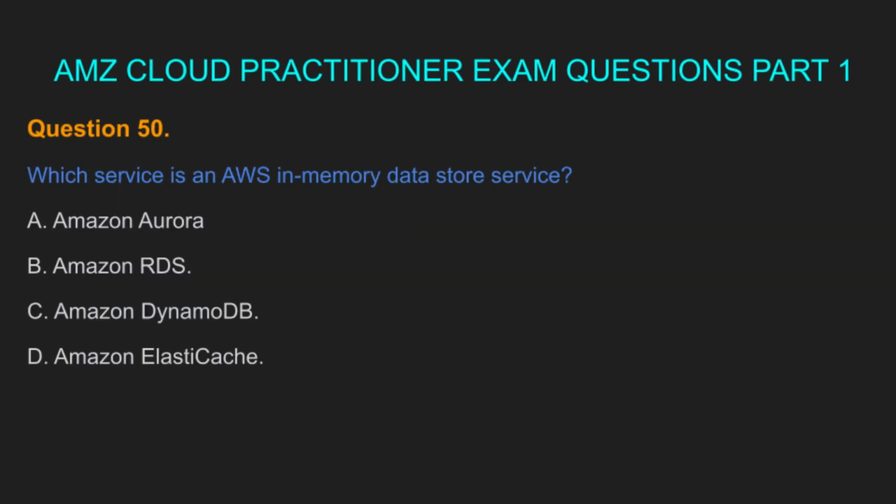Question 50. Which service is an AWS in-memory data store service? A. Amazon Aurora. B. Amazon RDS. C. Amazon DynamoDB. D. Amazon ElastiCache. The answer is D. Amazon ElastiCache is a fully managed in-memory data store compatible with Redis or Memcached.